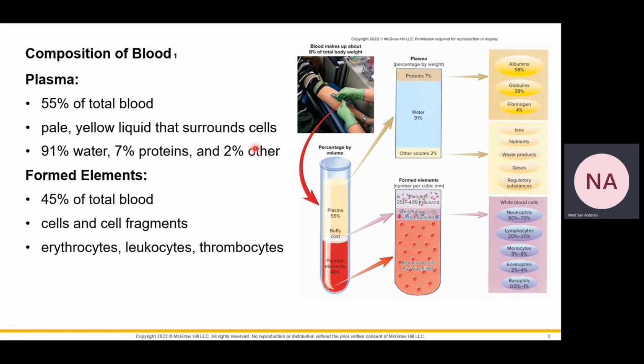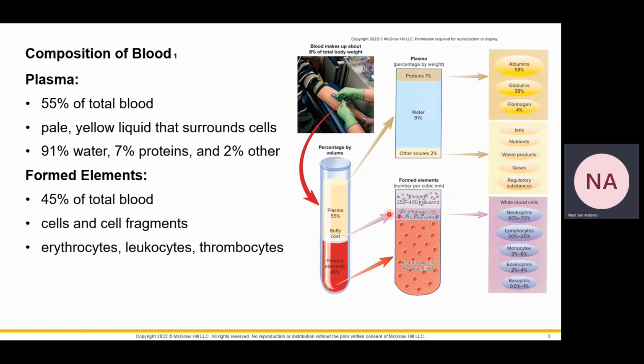Okay? So the plasma, the liquid portion of the blood, is a pale yellow liquid that surrounds the cells. It is made up mainly of water. 91% of our plasma is water. Okay? 7% are the plasma proteins, while 2% accounts for the other solutes. Now, what are those plasma proteins? Okay, we will go back to the plasma proteins. Let us first go to the formed elements.